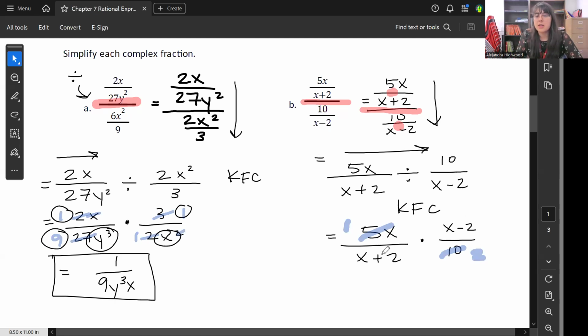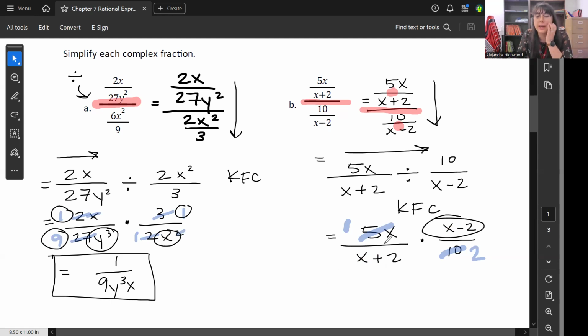There we go. And that's it. Do not go crazy thinking that you can cancel out this x and this x, or this 2 and this 2, because that is not what is happening in those numerators and denominators. This x is being added to 2 here. Can't simplify that. That x is being subtracted by 2 there.